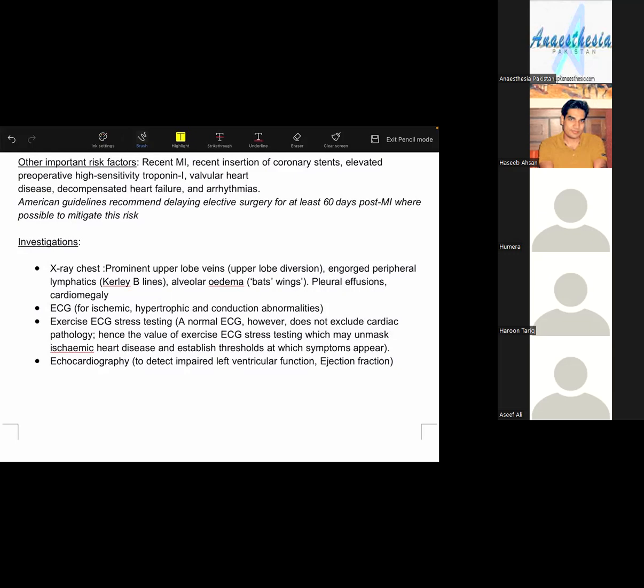What about edema, Hasib? Edema in the cardiovascular system. Yes. If the patient is having, as we discussed, left side heart failure, then on chest X-ray we will have a typical bat-wing appearance or prominent upper lobe veins, enlarged peripheral lymphatics, and alveolar edema. On ECG, ischemic changes, hypertrophic and conduction abnormalities could be there. On ECG stress testing, we could find.